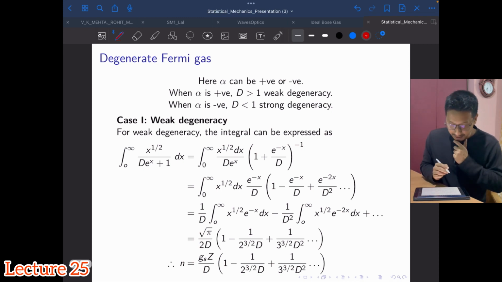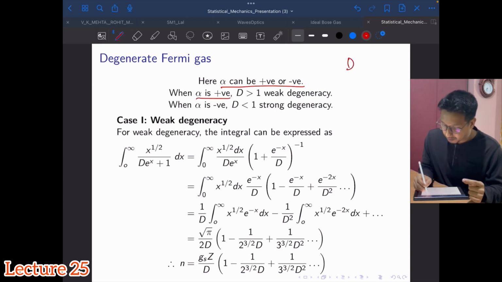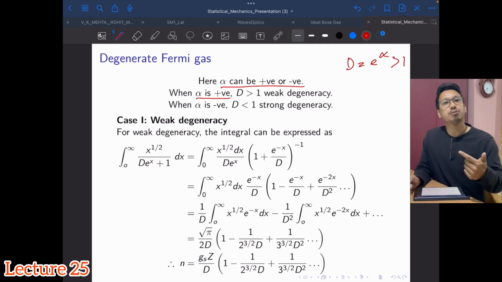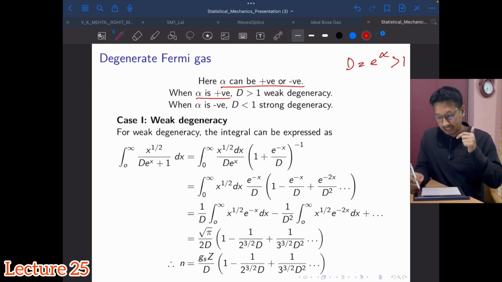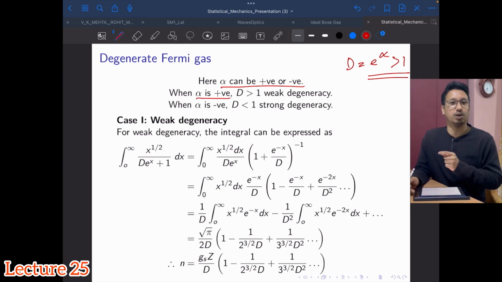Okay, now the point is here, this alpha, as I said, can be positive as well as negative. If your alpha is positive, since d is equal to e to the power alpha, that will be greater than 1, and that will be the case of weak degeneracy. This in fact we have talked about when I was trying to describe or discuss the prerequisites for quantum statistics.